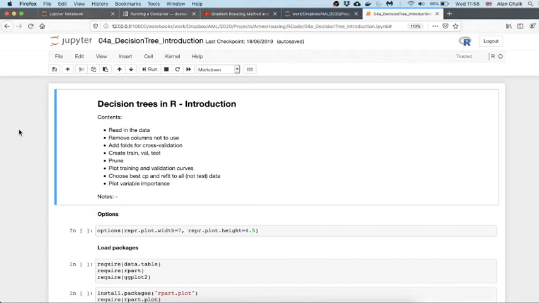Let's have a quick look at our first decision tree in R. Before we start this, just a few things. I won't be giving out these R notebooks, there's not much point. I just want to quickly demonstrate to you what a decision tree looks like and the kind of things we need to do to build one carefully.